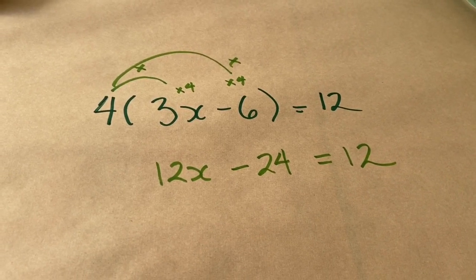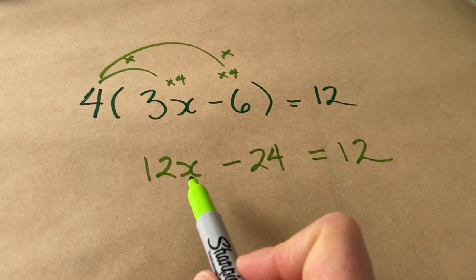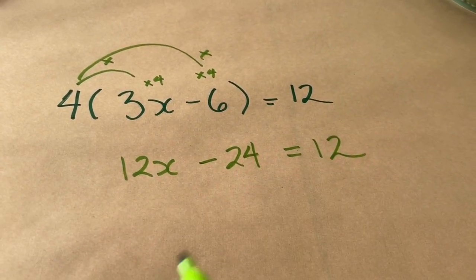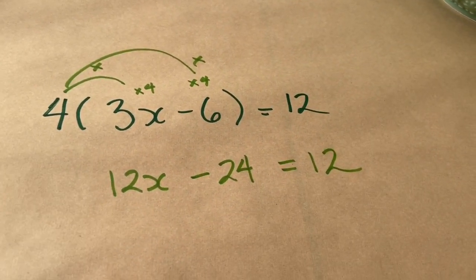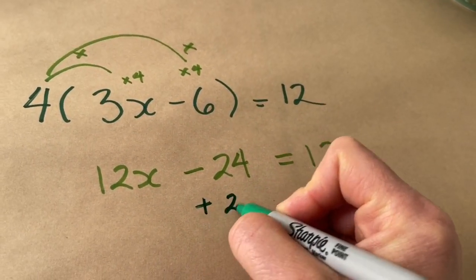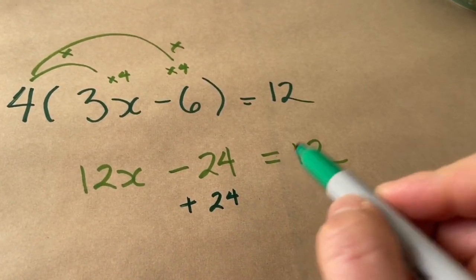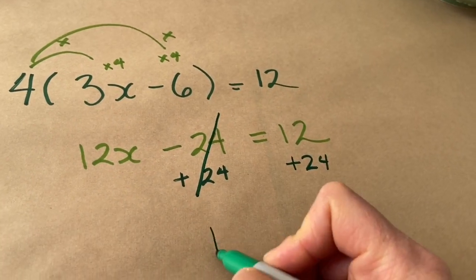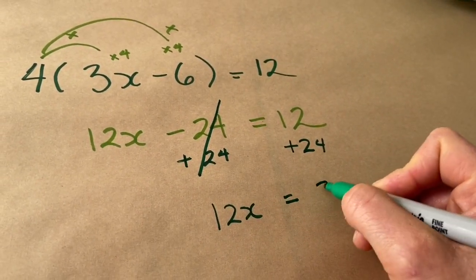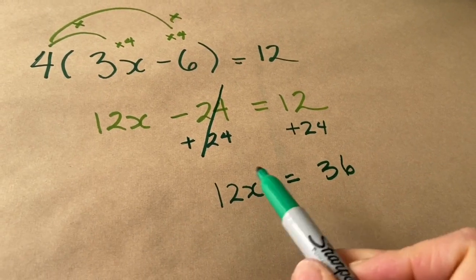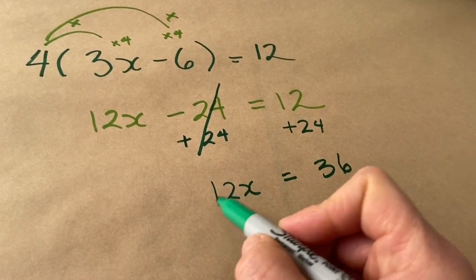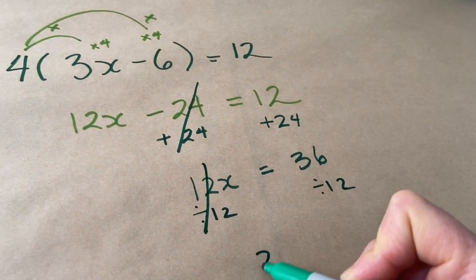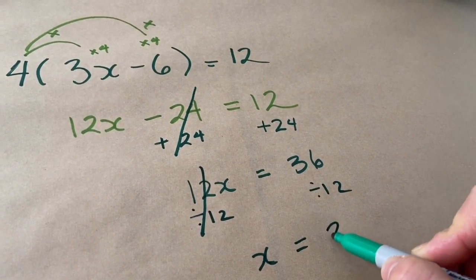Then what I want to do is undo the things I did to x. I had x, I multiplied by 12, and then I subtracted 24 to get 12. So I want to undo the subtracting of 24. So I want to add 24 to both sides. These ones will cancel out, and I'll have 12x is equal to 36. Now I had my x and I multiplied by 12, so I want to undo the multiplying by 12. So I'm going to divide both sides by 12. And that means that my x is going to be equal to 3.